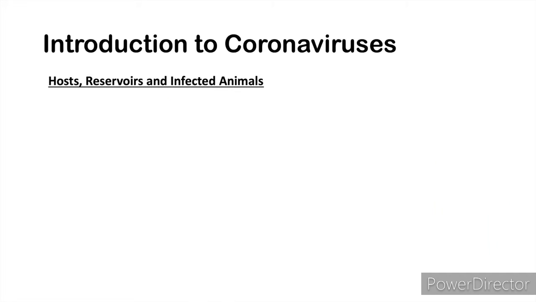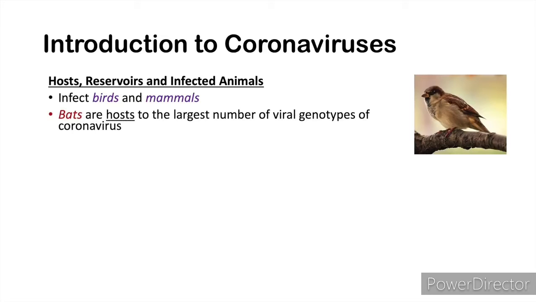So what are some of the hosts and reservoirs of these viruses, and what animals are infected by these viruses? Coronaviruses infect both birds and mammals, but bats are hosts to the largest number of viral genotypes of coronavirus. So they act more as hosts. They don't necessarily become infected with these viruses. They become hosts to many viral genotypes of coronavirus. So their immune system is able to suppress a lot of these viruses, and they simply act as hosts, but they can transmit these viruses to other birds and mammals.